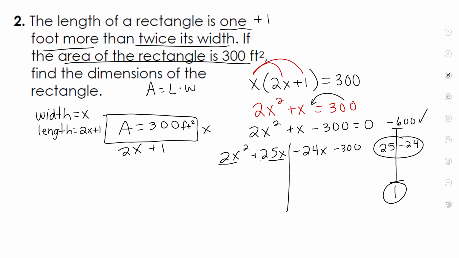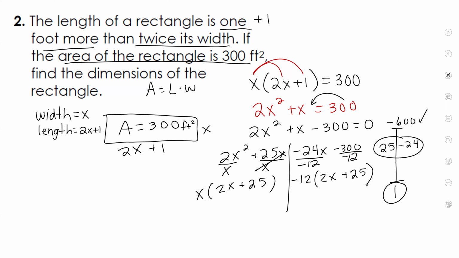What can both of these be divided by? Just an x. So x goes on the outside, and I'm left with 2x plus 25. Now this one in the back, they can both be divided by a negative 2. I'm sorry, a negative 12 actually. That would be bigger. Negative 24 divided by a negative 12. Yep, 2x. Plus negative 300 divided by negative 12 is a positive 25.